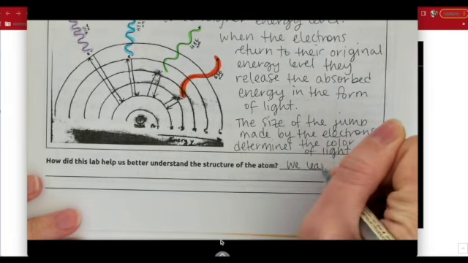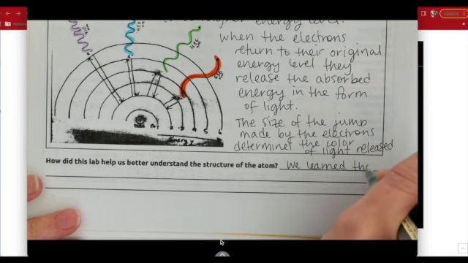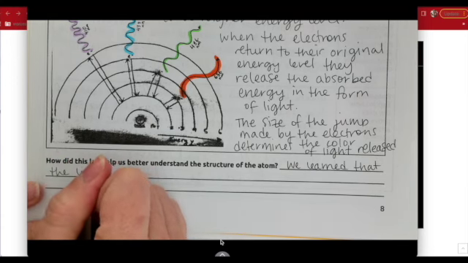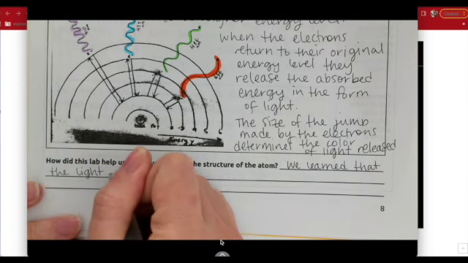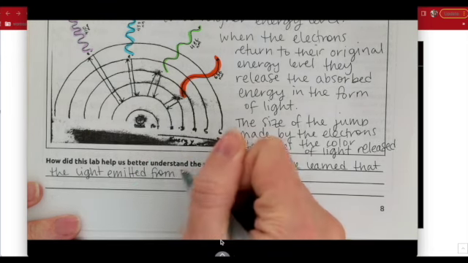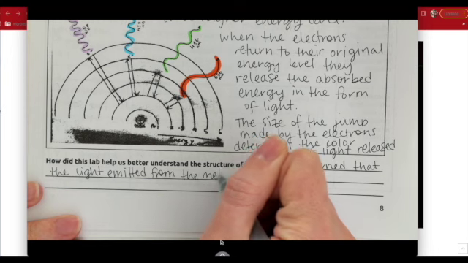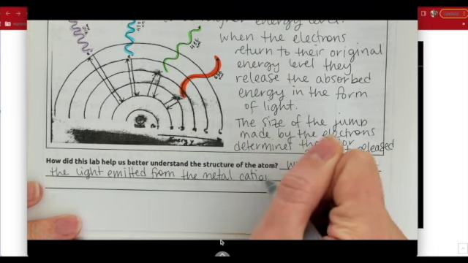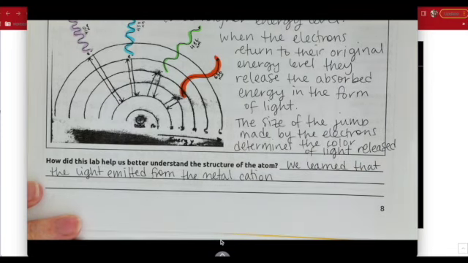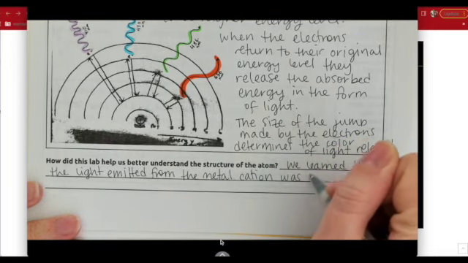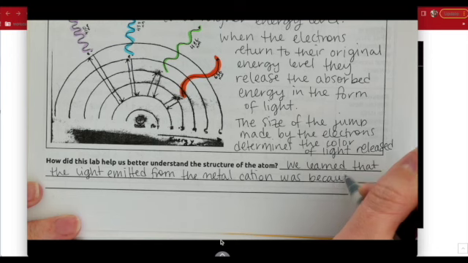All right, so let's write this down. We learned that the light emitted from the metal cation was because of its electrons moving up to a higher energy level and back down again, right? So this told us that there are energy levels in the atom, right? So that is an important thing to know. And that's going to be a foundation for everything else we're doing this unit.